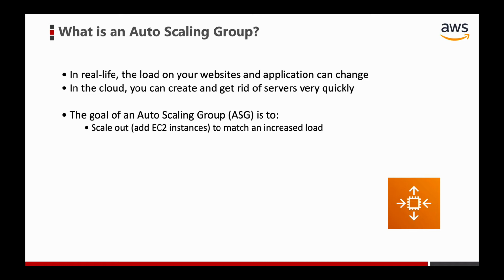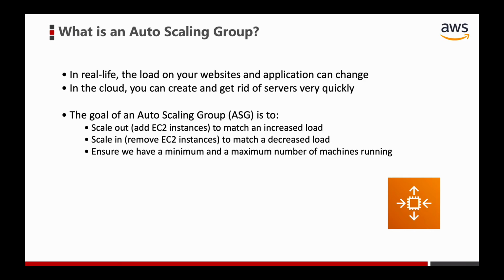Scale out means add EC2 instances, and scale in to match a decreased load. Scale in means remove EC2 instances. Ensure we have minimum and maximum number of machines running. Automatically register new instances to a load balancer.